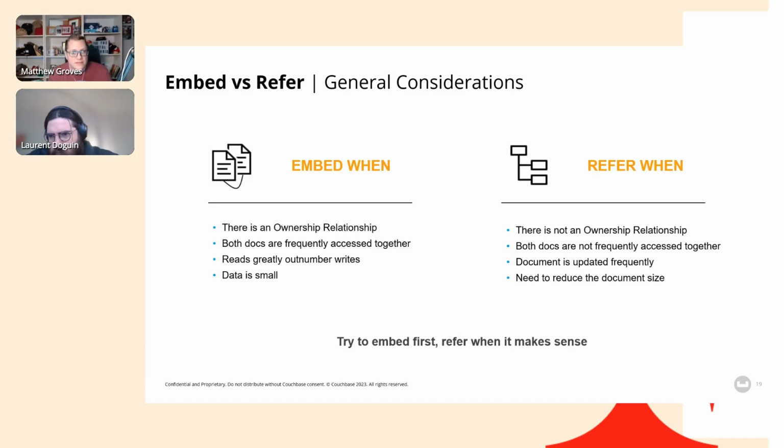It's not always one or the other. These are not hard and fast rules. It's just tips or rules of thumb. So for example, if A owns B, and A and B are often accessed together, and it's mostly reads, and the combined data is relatively small, then it makes sense to embed. So my recommendation is, if you're in doubt, try to embed or consolidate first, and then split them up if it makes sense to.